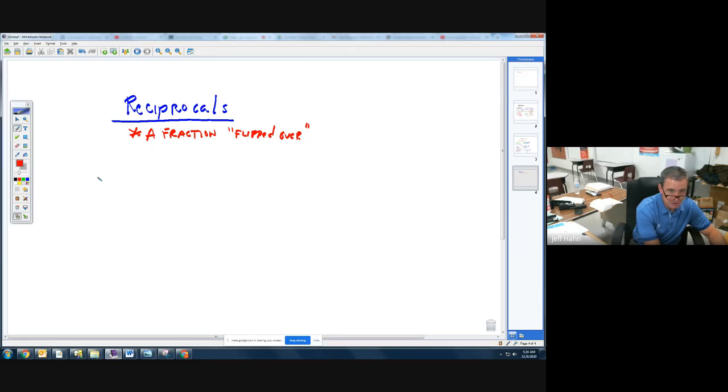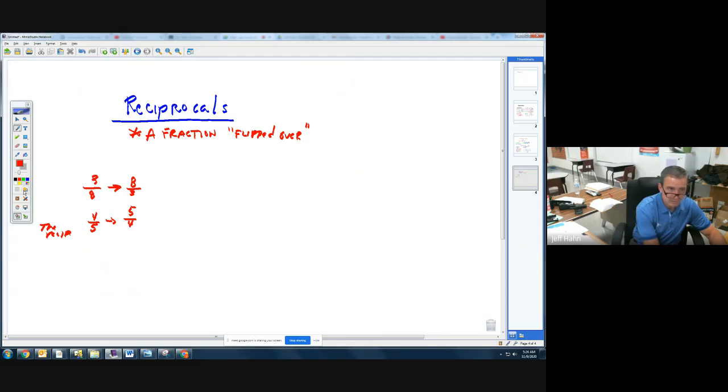If you have the fraction 3/8, the reciprocal of that is that flipped over. It is 8/3. Or the reciprocal of 4/5 is 5/4. That's not terribly hard, is it?